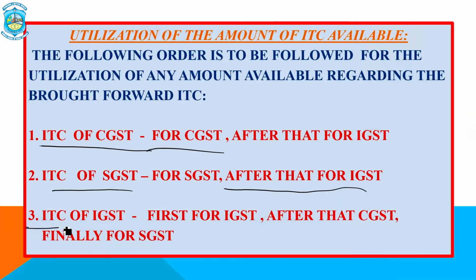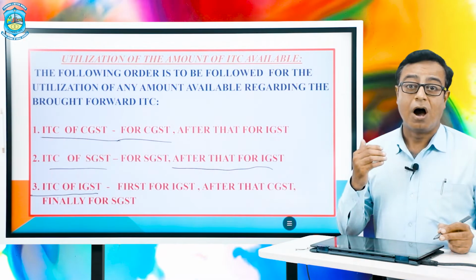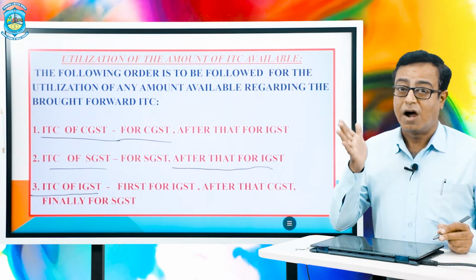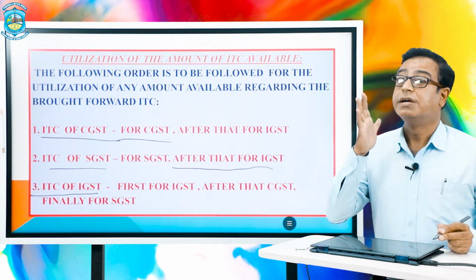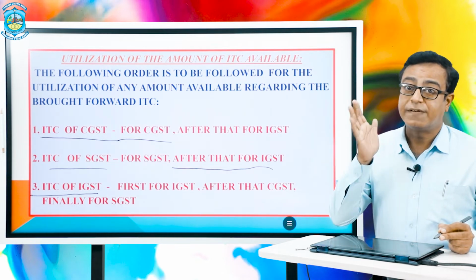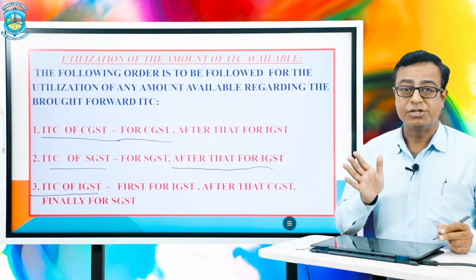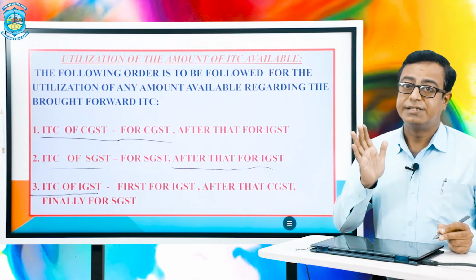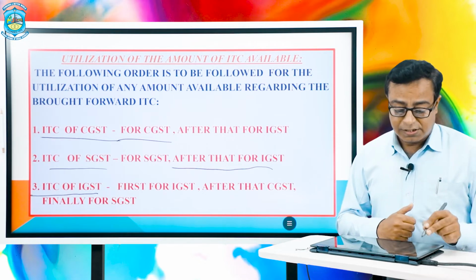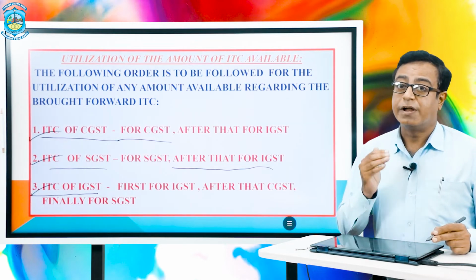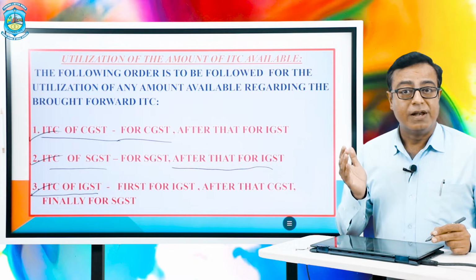Come to the last topic, ITC carried forward related with IGST. Now, that is different. How is it different? IGST credit we have to use first for IGST, after that it can be used for CGST, and after that if we have any amount left, we can use it for the deduction of SGST. So, these three rules we have related with the adjustment of input tax credit available.